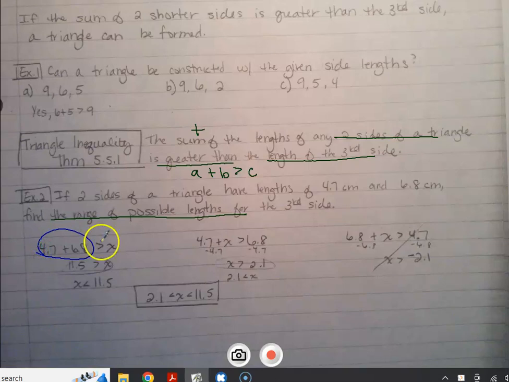Okay, and say, well, that has to be greater than the third side, or these have to be greater than that third side. So if that's the case, x is less than 11.5. Then if we take 4.7 and add to x, that third side, x has to be greater than 2.1. Then we switch and say 6.8 plus x is greater than 4.7.